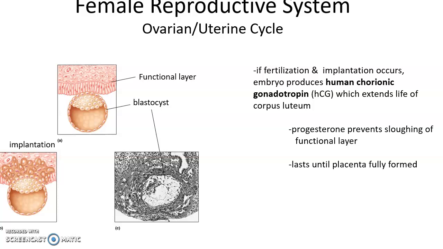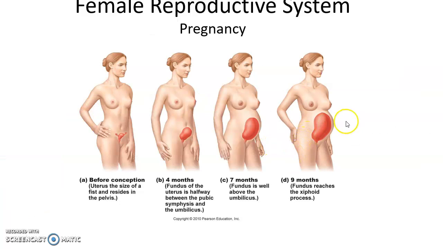We do not want the functional layer to come off if there is an embryo implanted and developing. And it is this hormone, human chorionic gonadotropin, that is tested for in pregnancy tests because it is only present if there is an embryo implanted in the lining of the uterus. And then, of course, pregnancy occurs.